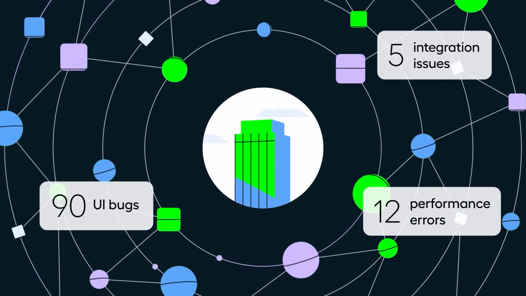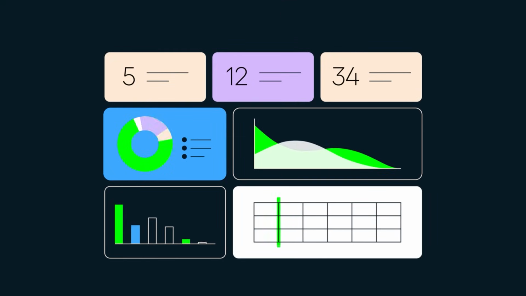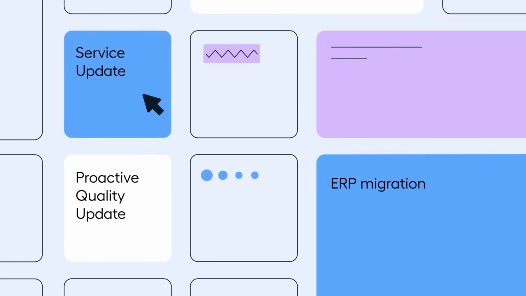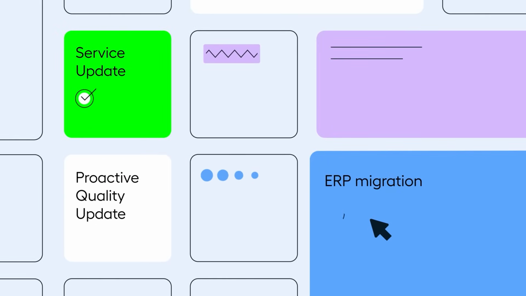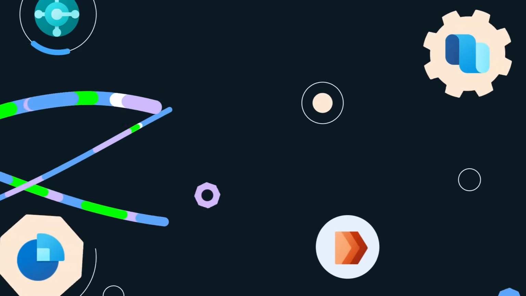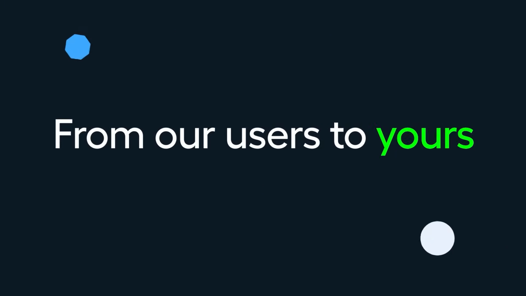By ensuring that software works flawlessly before it goes live, test automation transforms the risk of failure into a story of success. Leapwork's test automation platform simplifies the path to everything from accepting minor service updates to migrating entire ERP systems with confidence. As a strategic Microsoft partner, we help to ensure that every Dynamics 365 interaction is seamless to create smooth experiences from our users to yours.